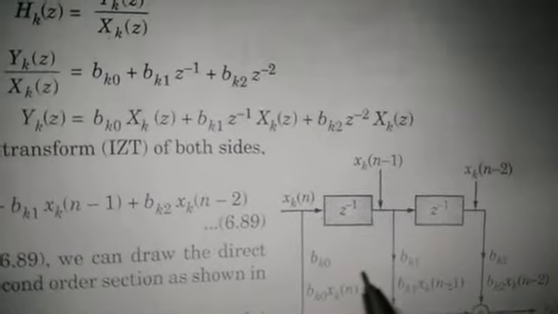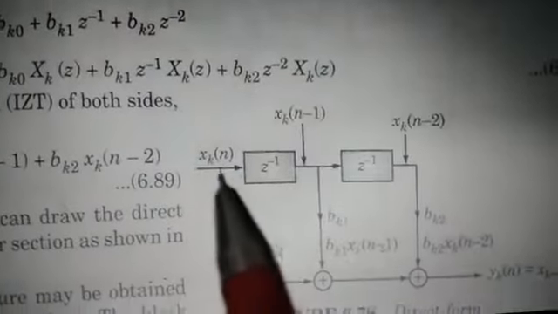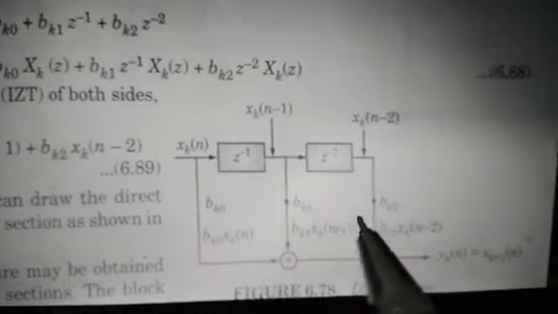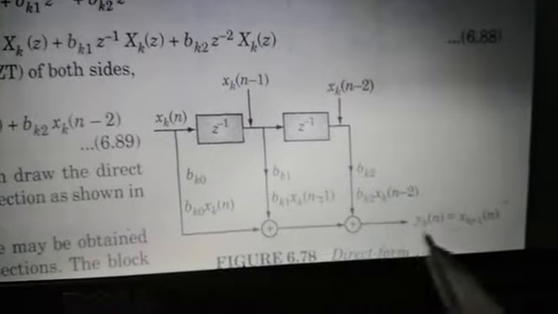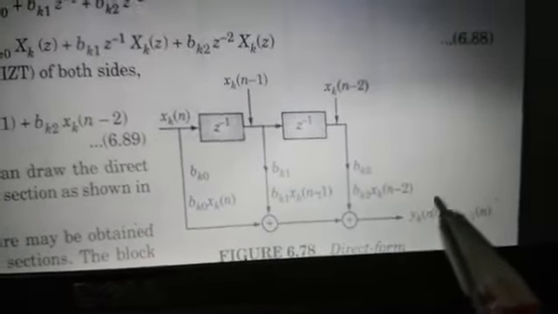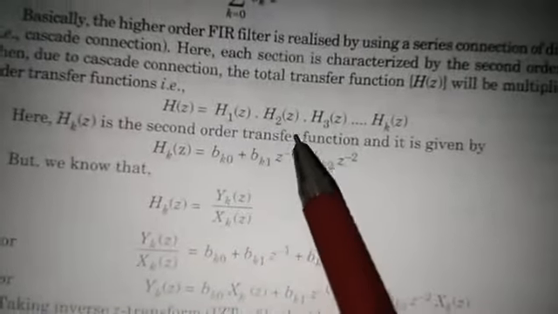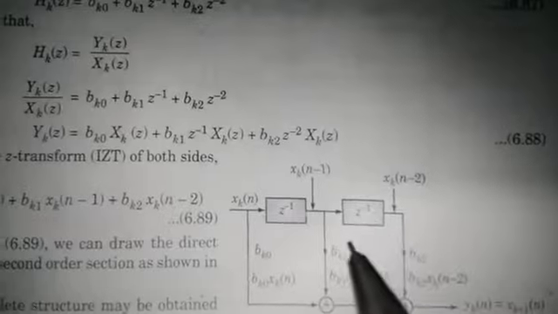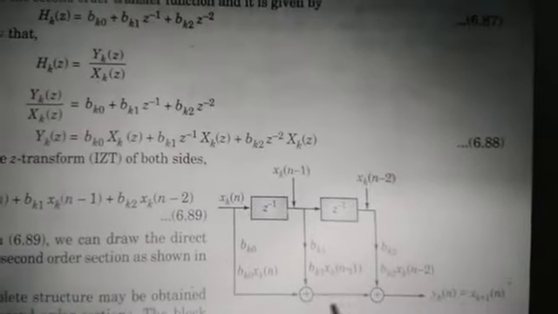Let us say this y of k, this is x of k of n. This is a direct form which we have just now seen. You will get this output here. So each term here, h1 of z, is represented in direct form like this. h2 of z again is represented with the direct form like this. h3 of z is again represented with a similar type of direct form, and all direct forms will be cascaded.